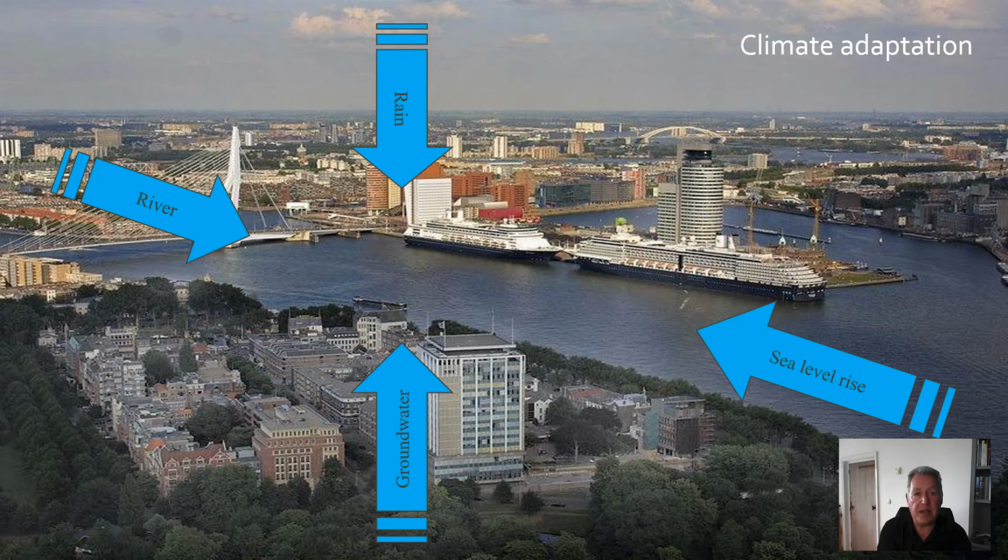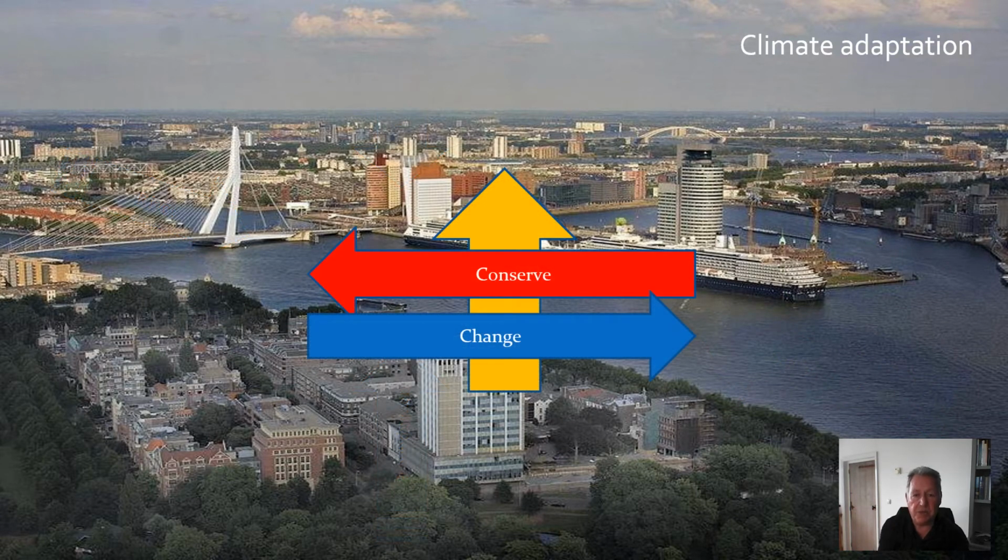And this last example is about climate change. This picture is Rotterdam 2005. In the complex process, you find people who want to conserve the situation as it is, and you find people who want to change the situation. In a good, healthy process, you have to bring these people together and organize a dialogue between them.